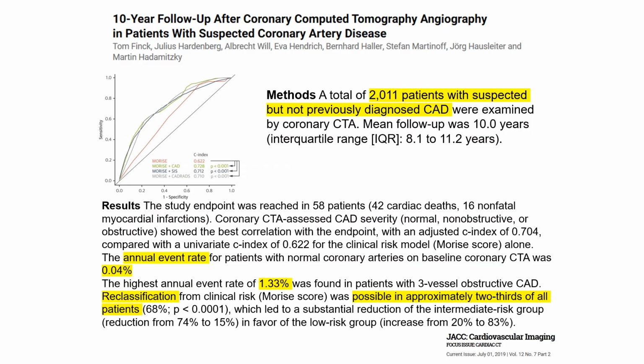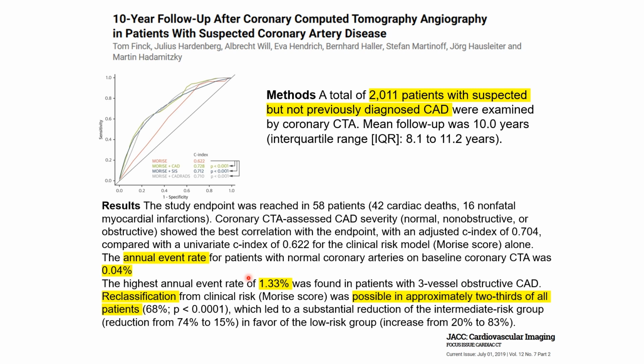So a couple of studies we want to look at. Here's a 10-year follow-up after coronary computed tomography angiography in people who have suspected disease. So about 2,000 patients with suspected but never diagnosed disease, and they all got CT scans. And then they followed them. And what they found was that the event rate, meaning did they have a heart attack, did they need a heart cath, did they end up in the hospital for cardiac issues, was really pretty low if you had a normal CT. When they found coronary disease, much like you'd expect, the event rate was higher. Still not very high, but higher.